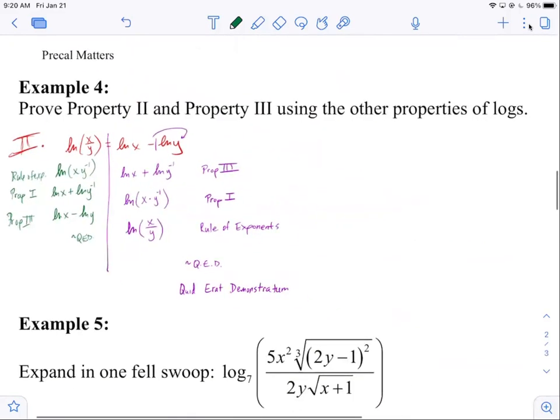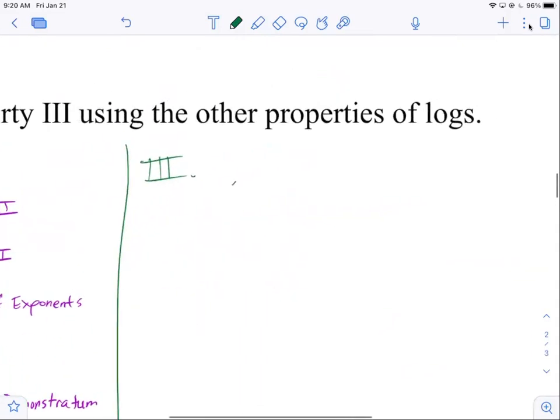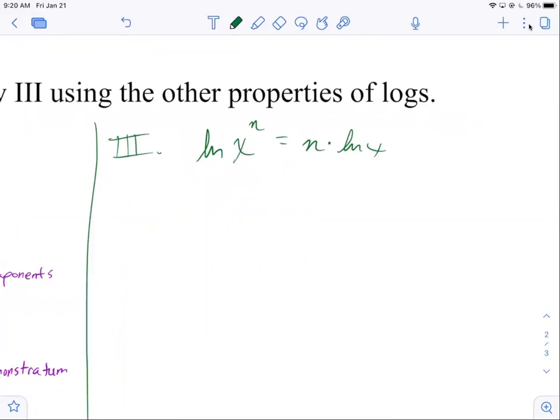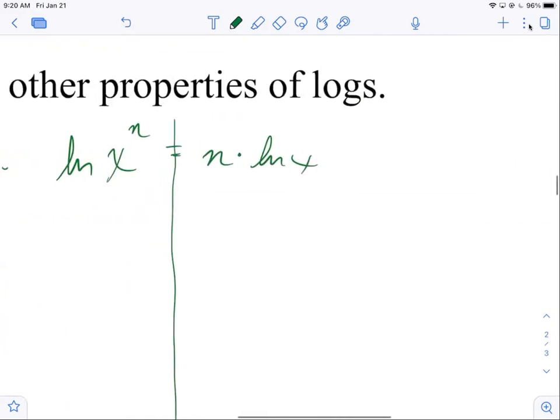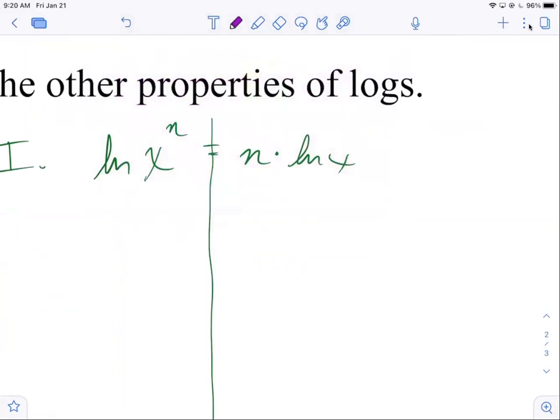All right, let's prove property 3. Property 3 says this: the natural log of x to the nth power is n times the natural log of x. We'll draw a line down the middle. Now, for this one, we're not allowed to use property 3, right? But we can use property 1 or property 2. So I'm going to start on the left side here. What can I do on the left-hand side? Can I just bring the n out front and say done? No, because that's property 3. We're trying to prove that.